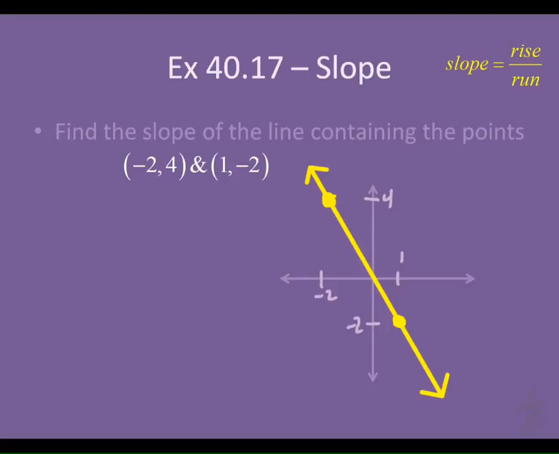Which way do you guys want to do it first? On the graph using rise over run, or using the formula? Rise over run. Rise over run, okay. Which point should we start at first? -2, 4 or 1, -2?